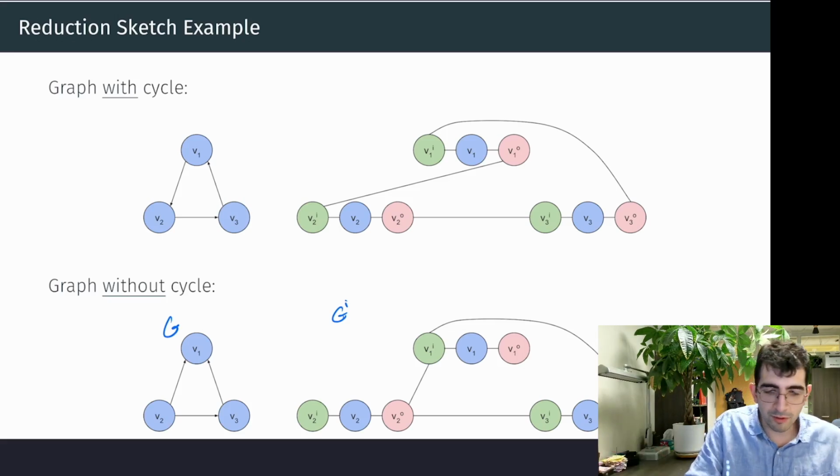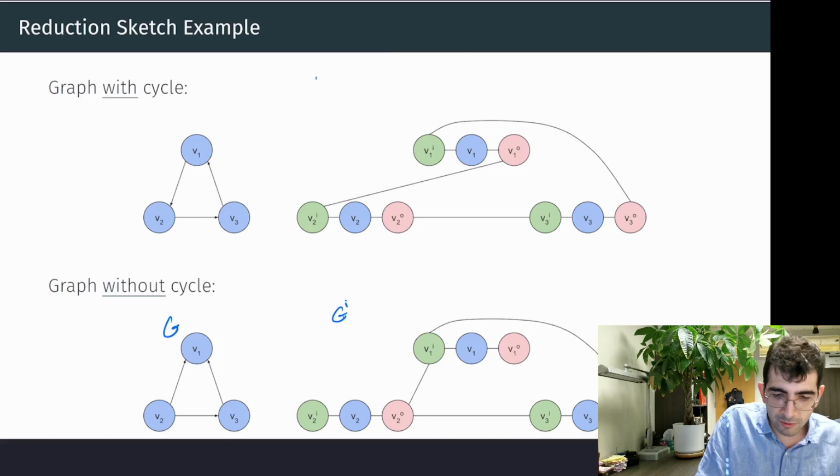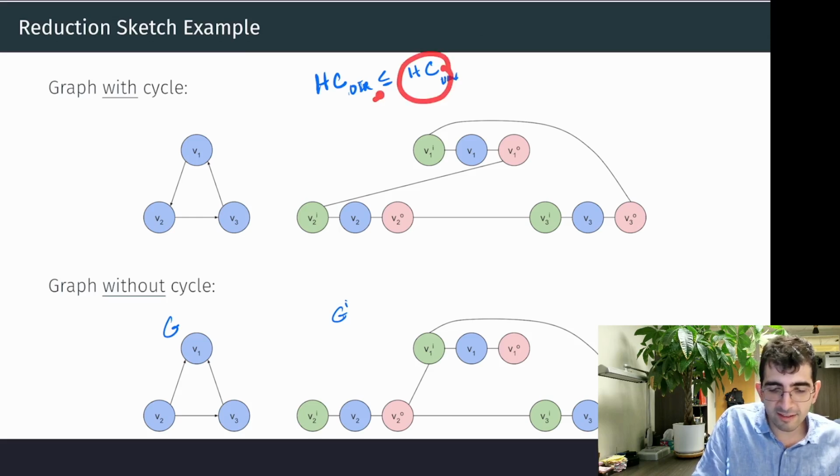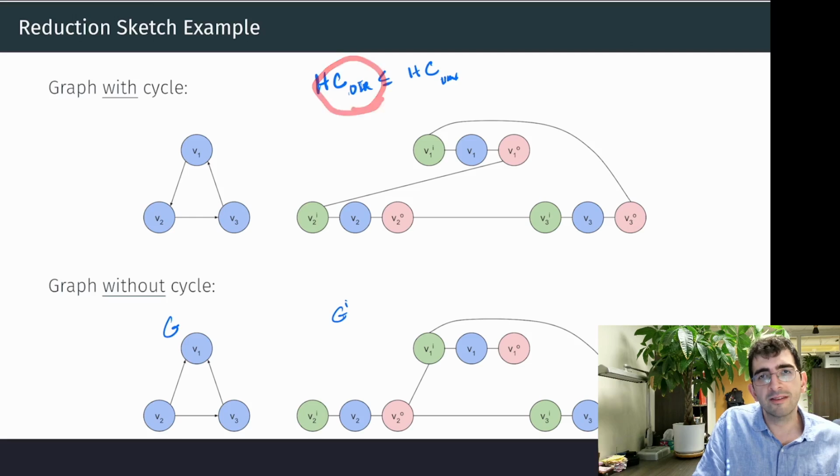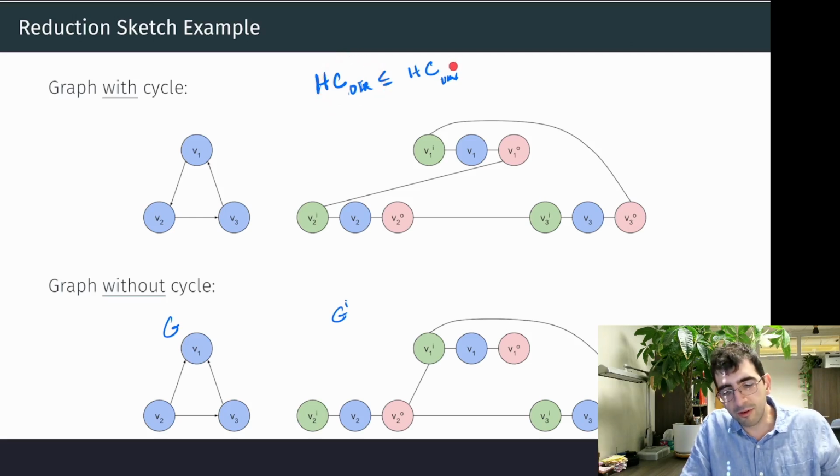And because we have this reduction, we show that Hamiltonian cycle directed is reducible to Hamiltonian cycle undirected. So what does this mean? It means Hamiltonian cycle undirected is at least as hard as Hamiltonian cycle directed. And we know Hamiltonian cycle directed is NP-hard. And therefore, Hamiltonian cycle undirected is also NP-hard.